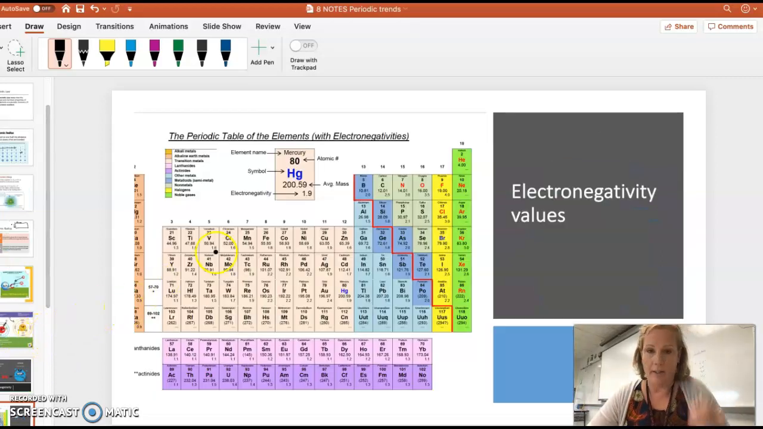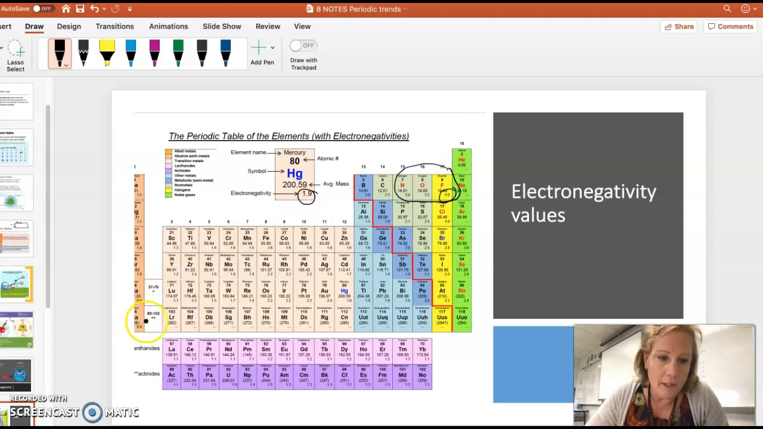I wanted to show you that the electronegativity values are actually on your periodic table. So right down here, that smaller number is the value. You can see like fluorine is the most electronegative, and so these are the top electronegative elements.